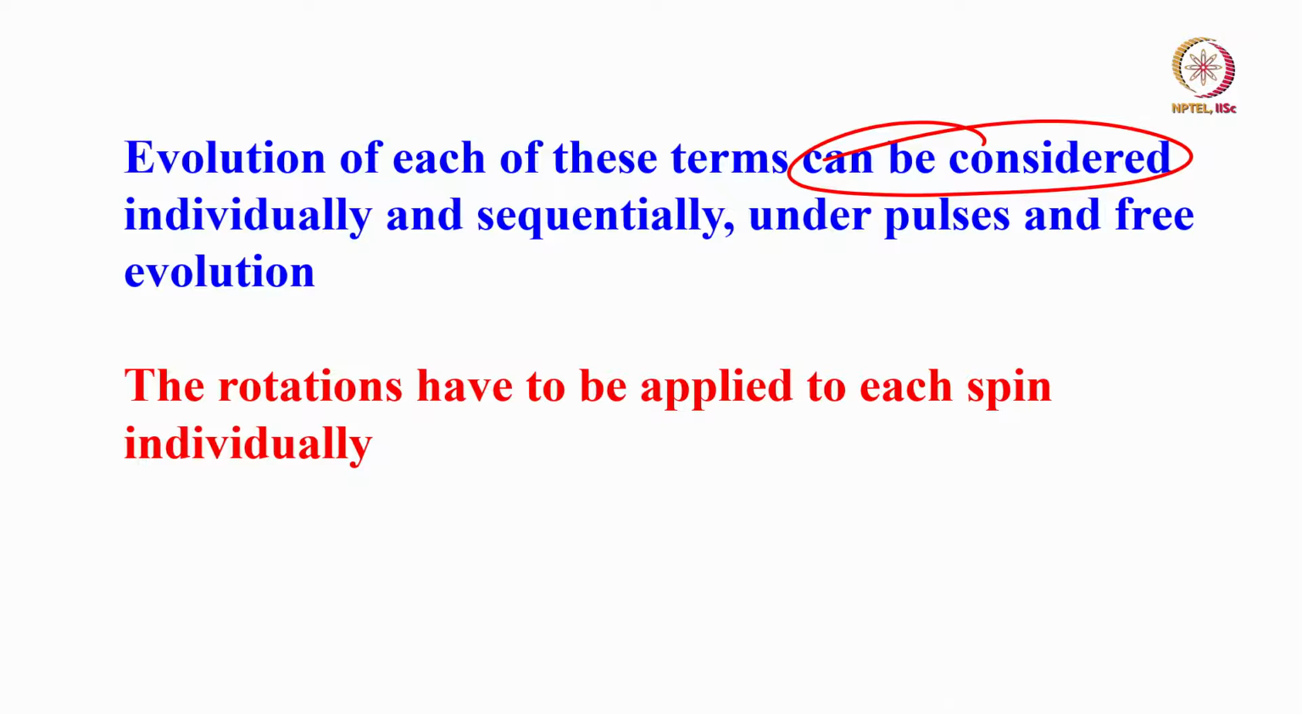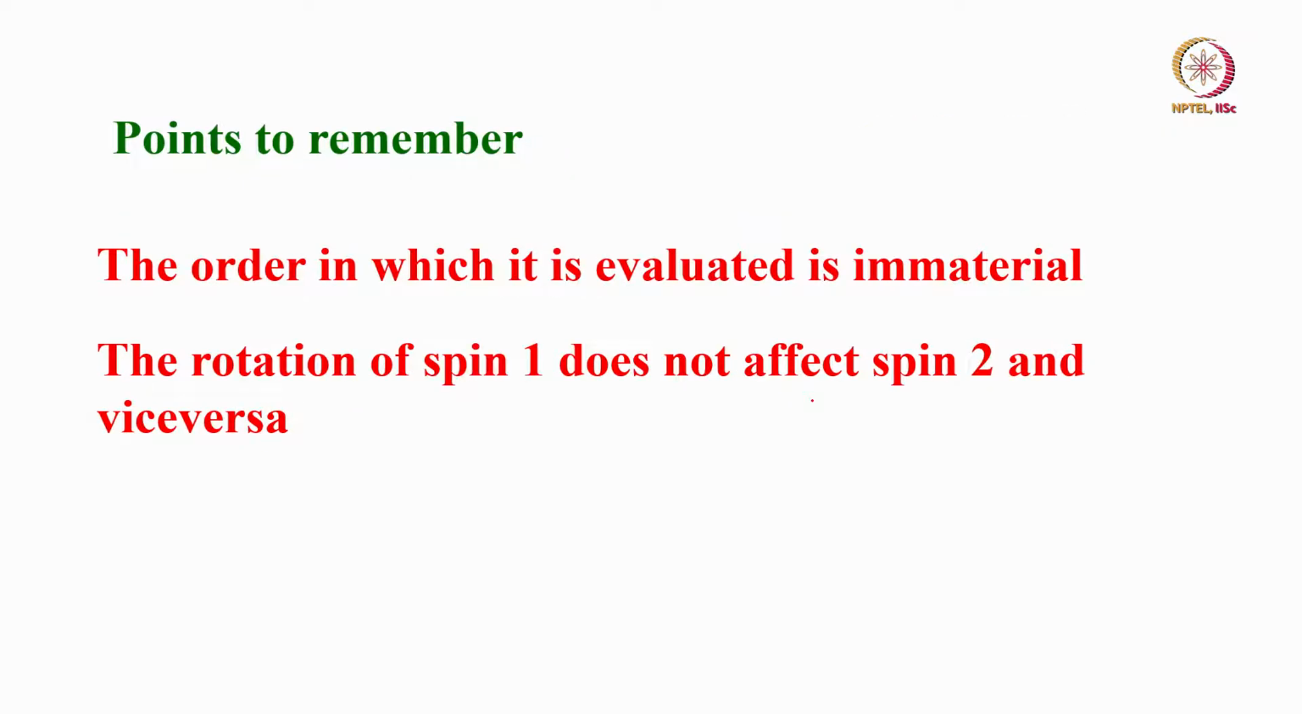Similarly, when you are evaluating evolution of chemical shift, you do not have to worry about J coupling, and when you are evaluating J coupling evolution, you do not have to worry about chemical shifts. So all these rotations have to be applied to each spin individually, and the order in which they are evaluated is immaterial, that is very important. And when you are considering the rotation of spin 1, it does not affect the rotation of spin 2.